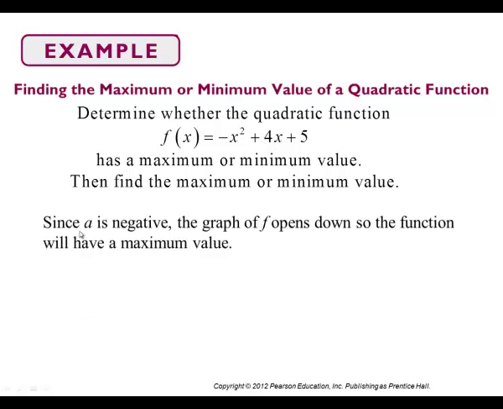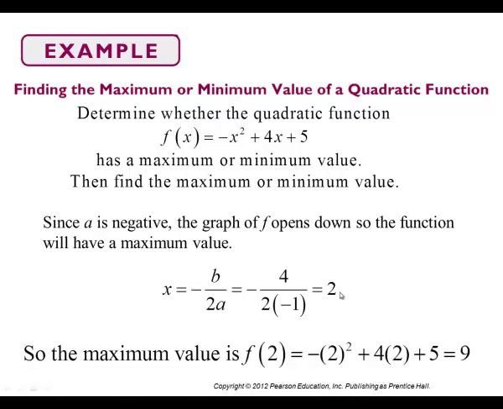Okay, so since a is negative, the graph opens down and we have a maximum value. So we use negative b over 2a. The a is negative 1, the b is 4. So that'll be minus 4 over 2 times negative 1. The two negatives cancel, and 2 cancels into 4, and we get 2.